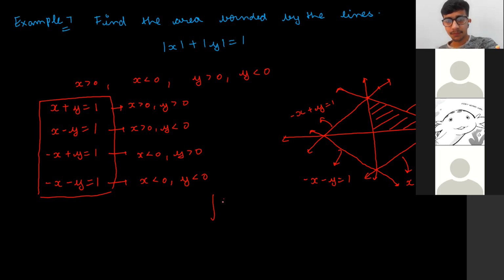Integration of 1 minus x, because we need y in terms of x. So x plus y is equal to 1. That means y will be 1 minus x. So integration of 1 minus x dx from 0 to 1. This is one compartment's area, and just make 4 times of it. This is your final answer. Okay, as simple as that.